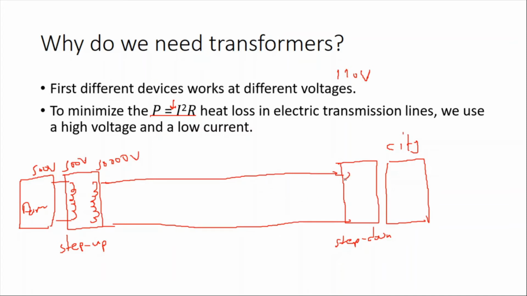Here we will have the primary coil, and here we will have the secondary coil. This will be 50,000 volts again, and it will be decreased to, for example, 110 volts, and we will use this voltage in our cities.